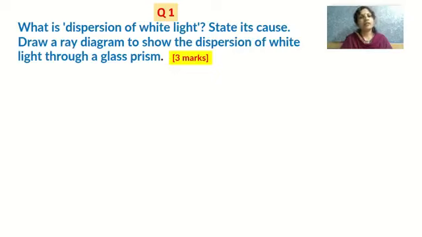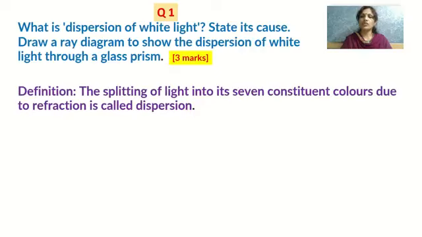The splitting of light into its 7 constituent colors due to refraction is called dispersion of white light. For writing the definition, 1 mark will be given. Next part of the question, state its cause.